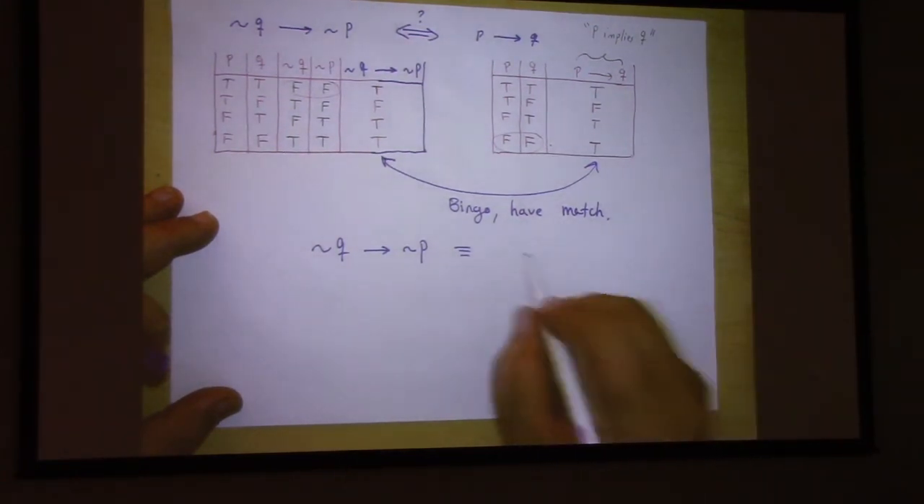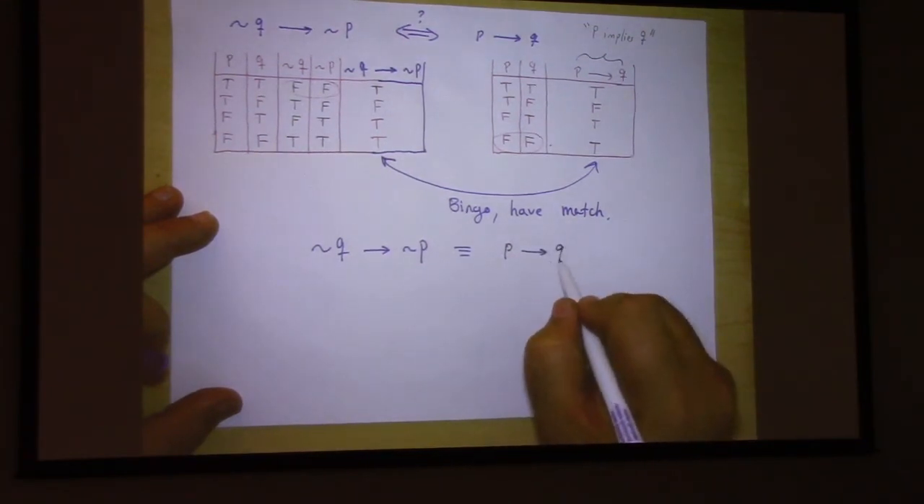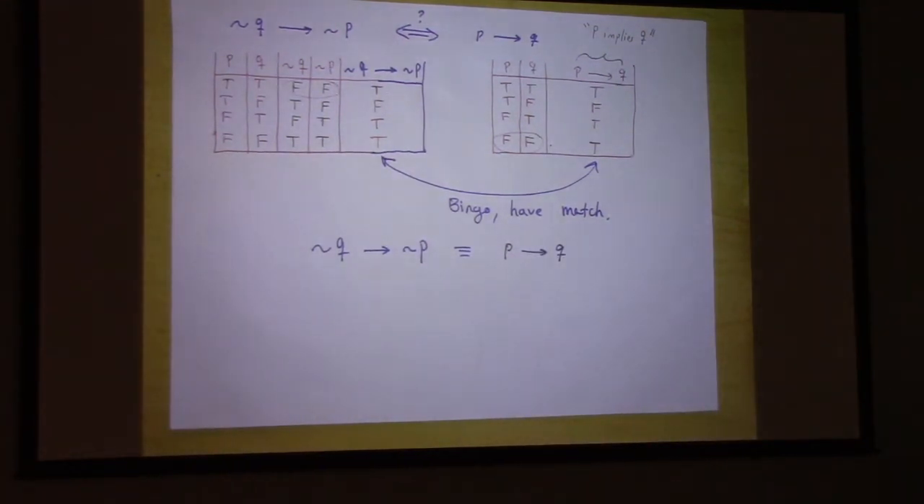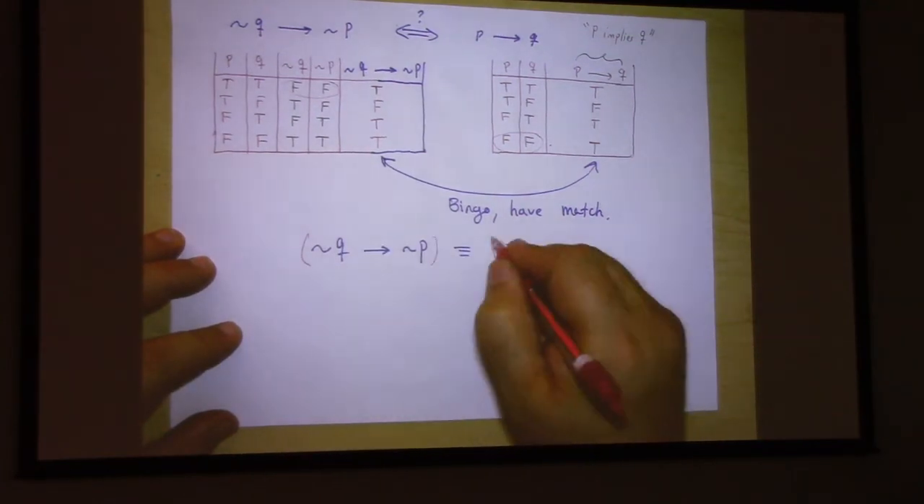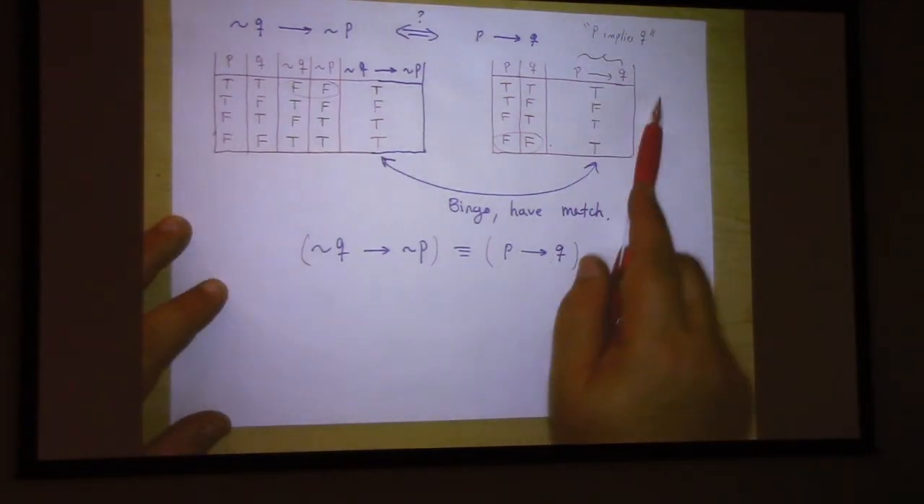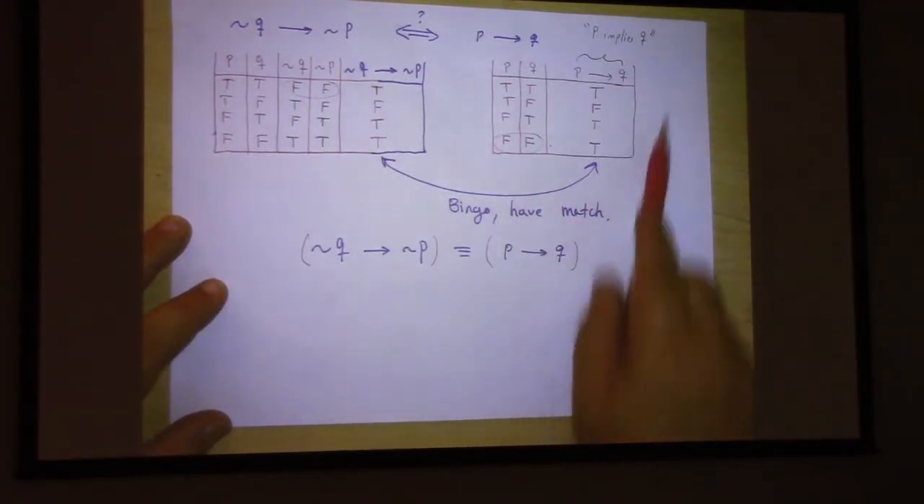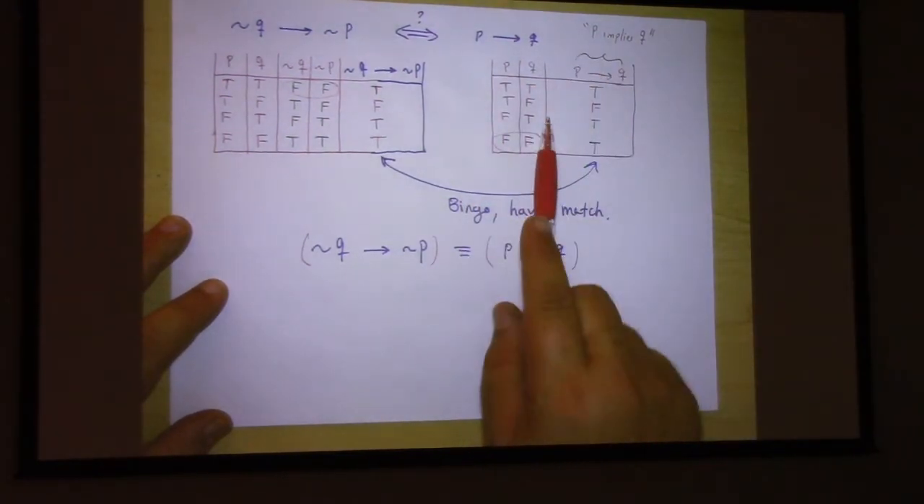Let's see here. So, question: how does true and false equal false, but false and true equal true? Or, what do you mean? Which one are you referring to here? For the conditional, this is what we have on the right hand side here. This right here is the definition of the conditional.